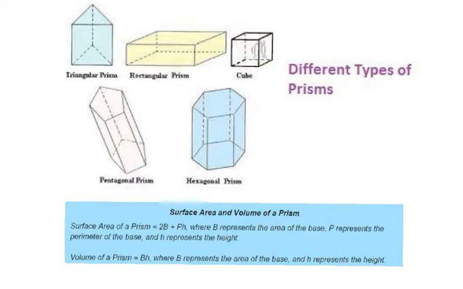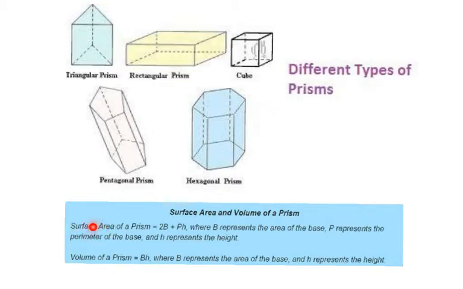Here I have 2 rectangles and then the 4 rectangles coming off of them. Here I have 2 pentagons and then 5 rectangles to connect them. And here I have 2 hexagons and 6 rectangles to connect those hexagons. That's what a prism is. So a pyramid meets at a point, while a prism has the 2 shapes that are identical at either end.